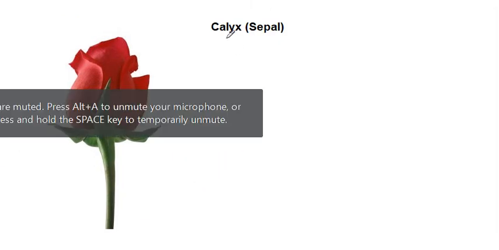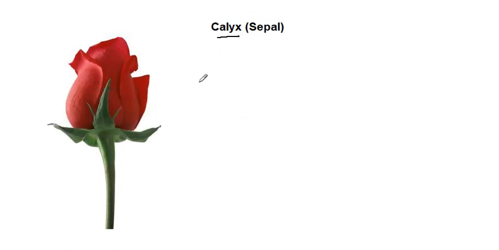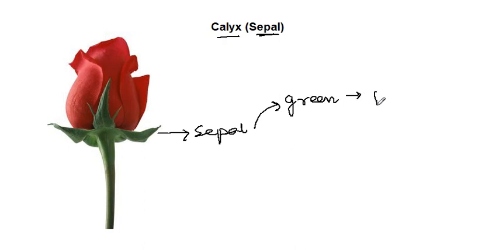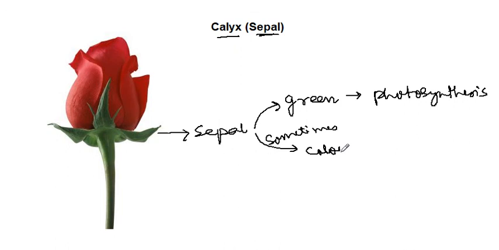Now the outermost whorl is known as the calyx. The individual unit would be known as the sepal. So what we see is that this is our sepal. Since they are generally green in color, they would be able to perform the task of photosynthesis. Sometimes they are colorful. If they are colorful, that means they should be able to attract insects for pollination.